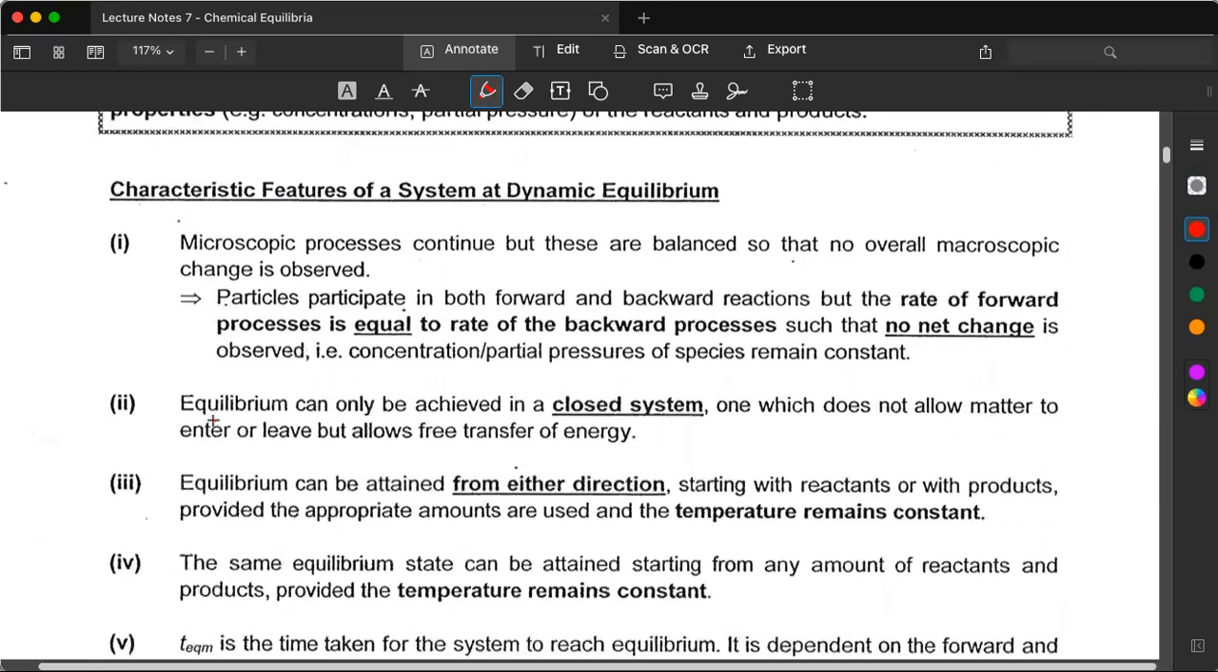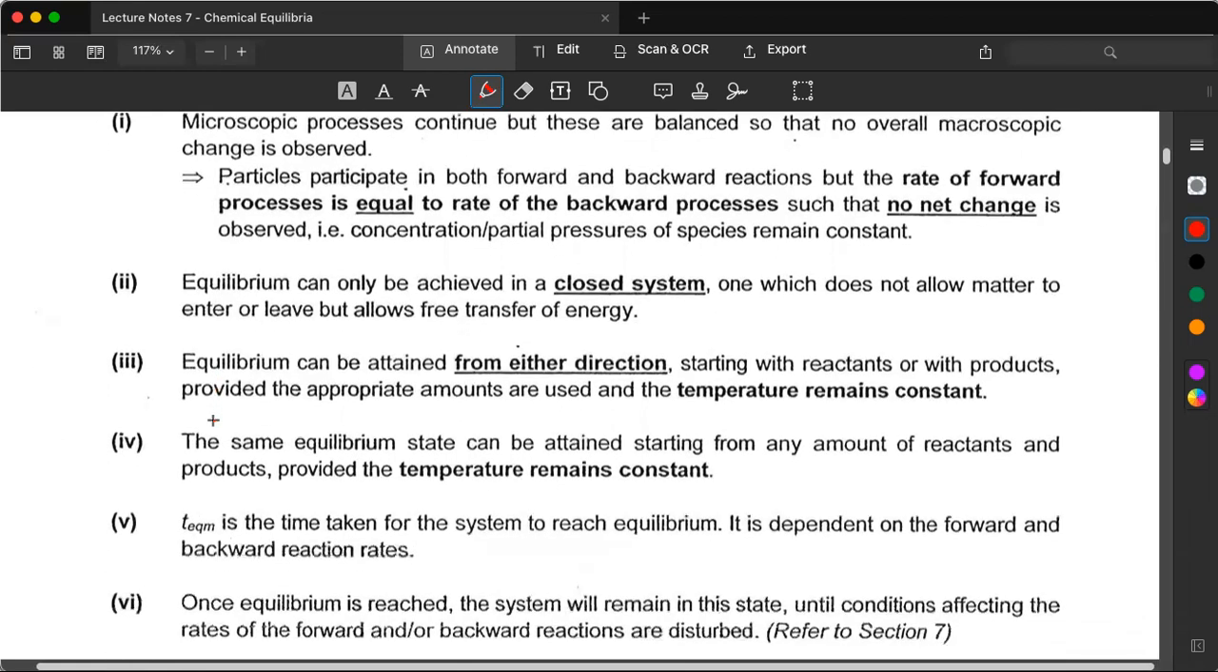Now, these are the features of a system at dynamic equilibrium. Number one, microscopic processes continue, but these are balanced and there is no overall macroscopic change observed. The particles participate in both forward and backward reactions, but the rate of the forward processes is equal to the rate of the backward processes, such that there is no net change observed. So you will notice that the concentration or partial pressure of the species will remain constant.